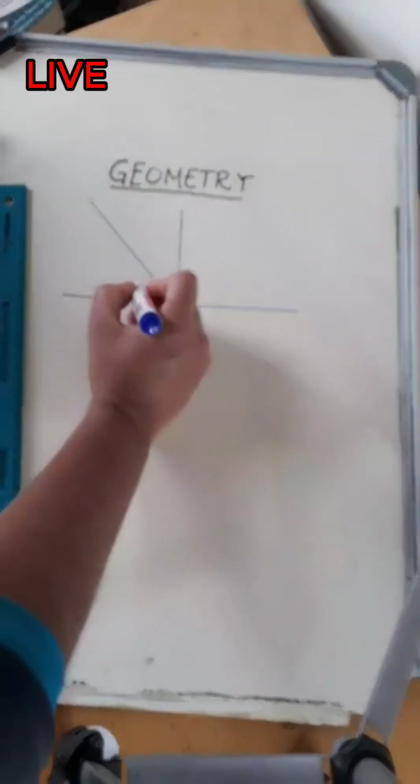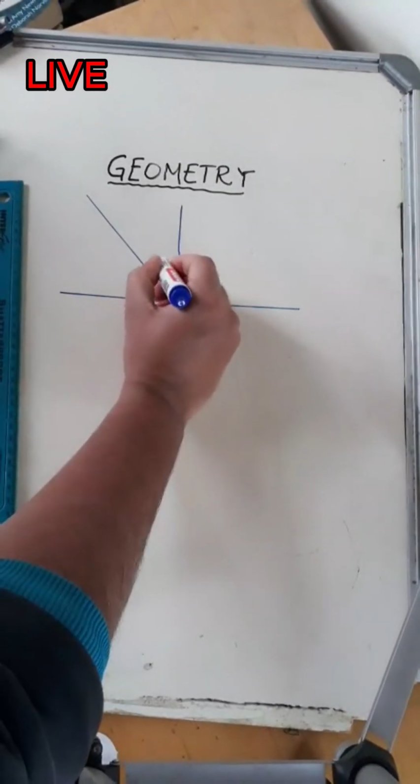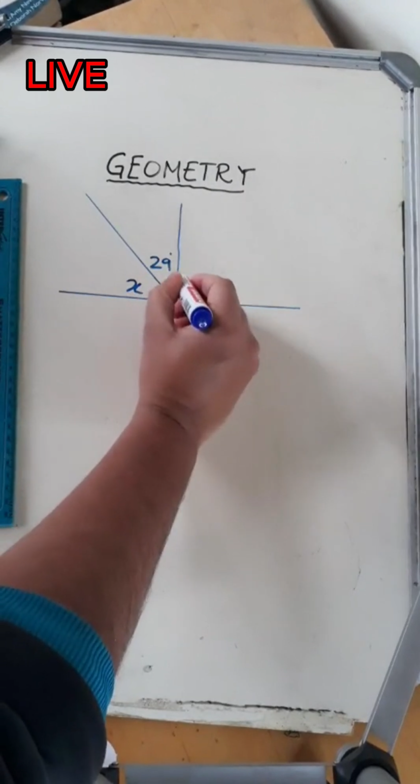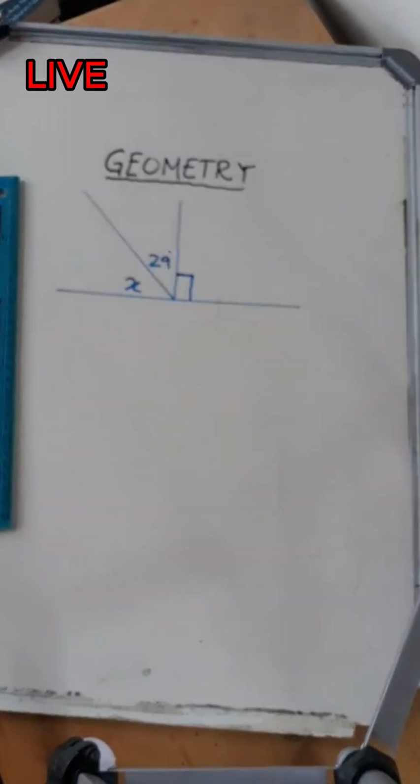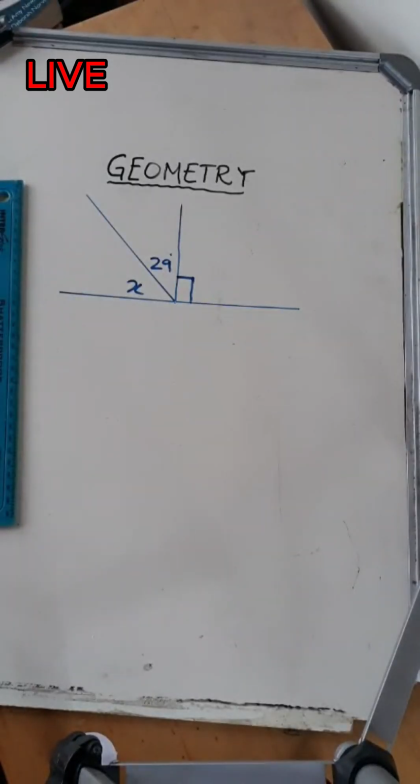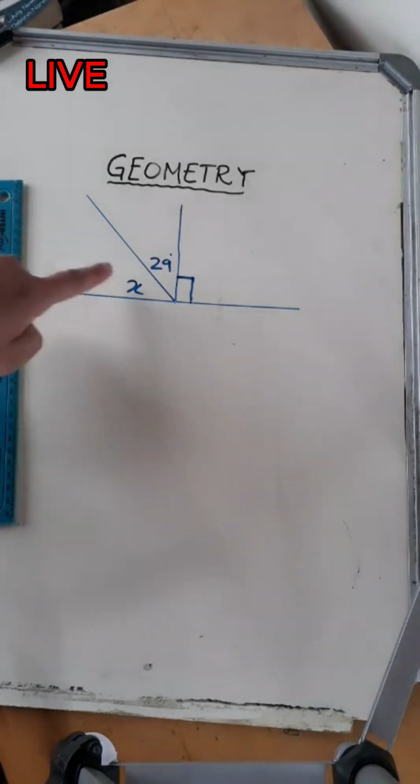This is X, this is 29 degrees, and this is a 90-degree angle. Obviously you have to know that this symbol indicates that this is a 90-degree angle. So let's look at how we're going to attack this one. Here we are asked to calculate the value of the unknown, which is X.